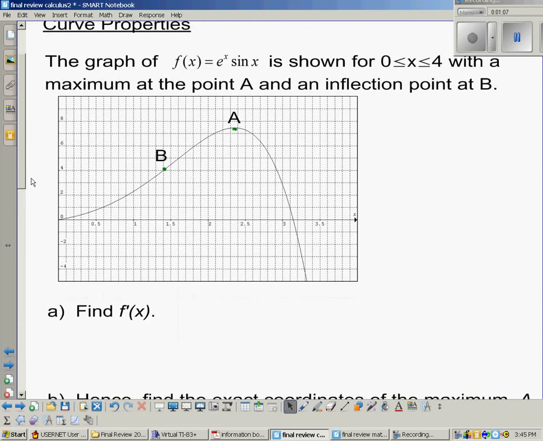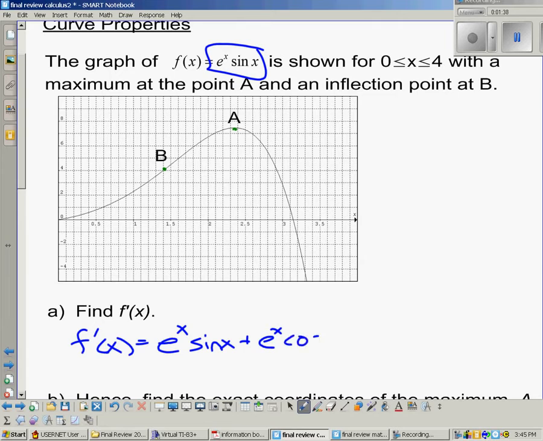Okay, notice we've got two parts to the function. There's the e to the x and there's the sine x. There's no plus between them. Actually, we're having multiplication between them, so that means we've got to use the product rule. So, derivative of the first, so derivative of e to the x is just e to the x, times the second part, which is sine x, plus the first part, which was just e to the x, times the derivative of the second part. Derivative of sine x would just be cos x. So don't miss those product rules.